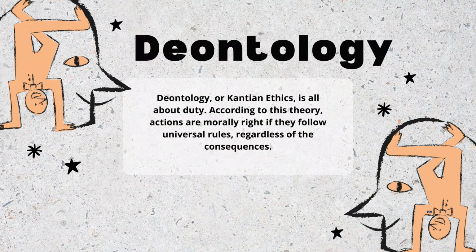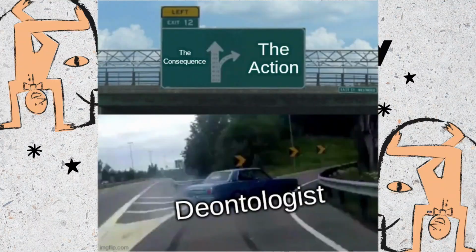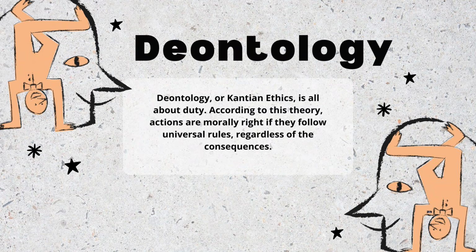According to this theory, an action is right or wrong in itself, regardless of its consequences. People must follow moral rules that could be applied universally. This is called the categorical imperative. Act only in a way that you would want everyone else to act.